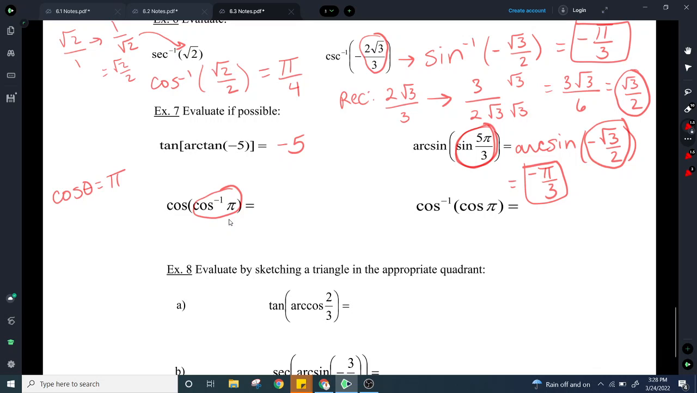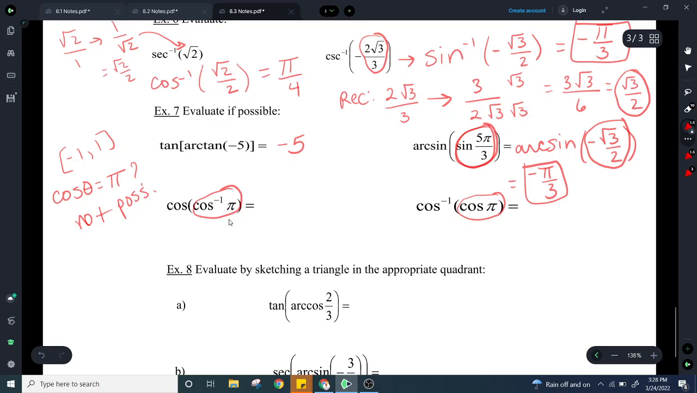Cosine, not cosine of pi. Notice the difference between this question and this question. This is asking, where does cosine equal pi? But remember, the range for cosine is negative 1 to 1. So does cosine ever equal pi? No, not possible. Can't be done. There is no such thing. So we're going to say NA, can't do this problem. This is not defined, therefore I can't evaluate the rest of the question.